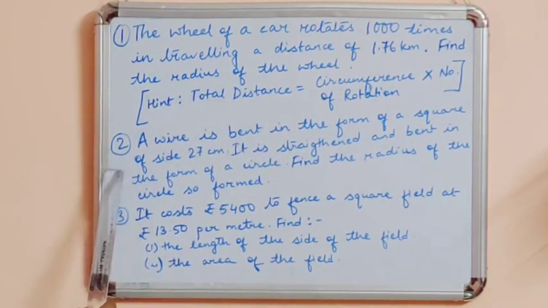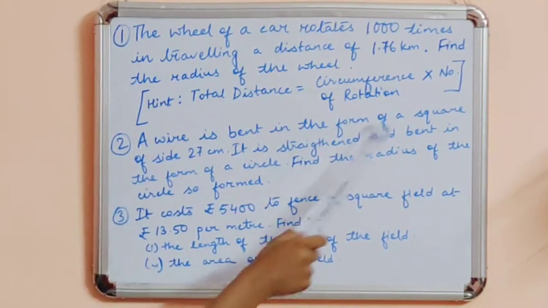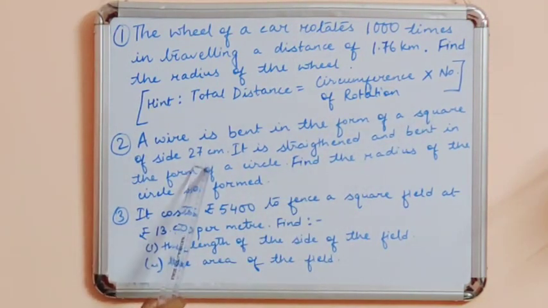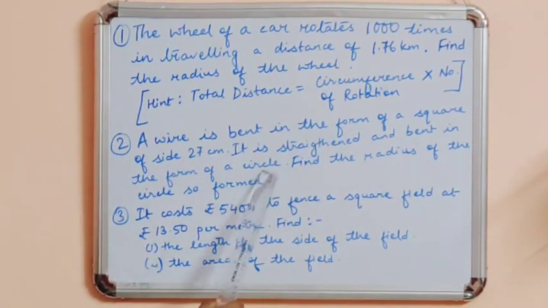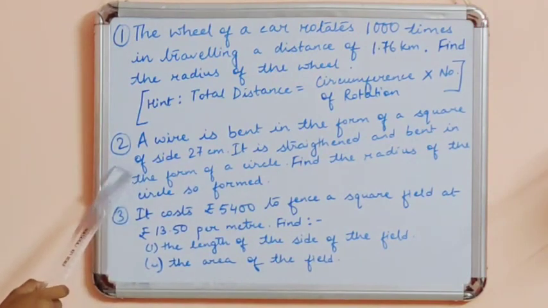Okay. Now question number 2. A wire is bent in the form of a square of side 27 cm. It is straightened and then bent in the form of a circle. Find the radius of the circle so formed. This question is same that I have done today in this video. It is the similar question. You can easily solve this using the same method.